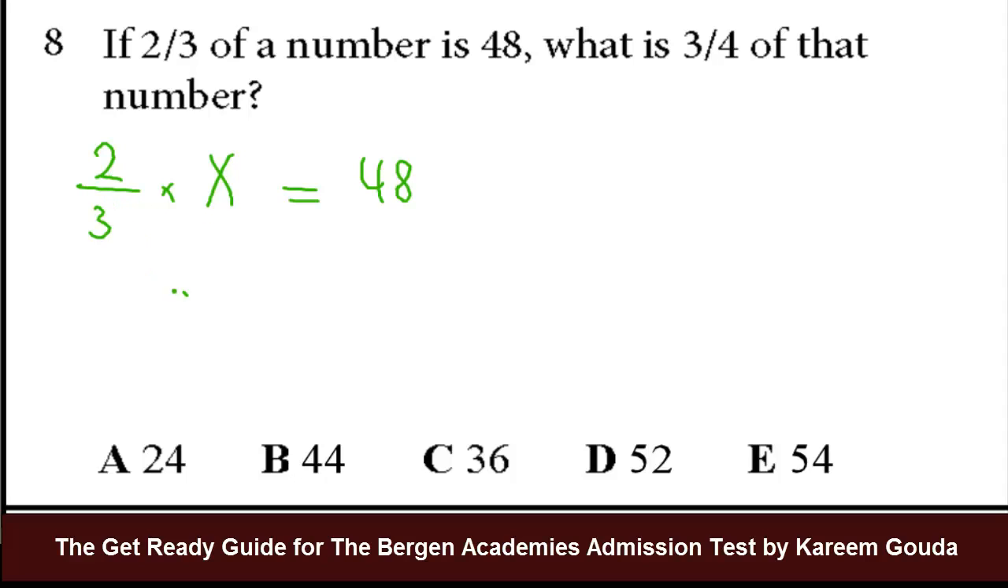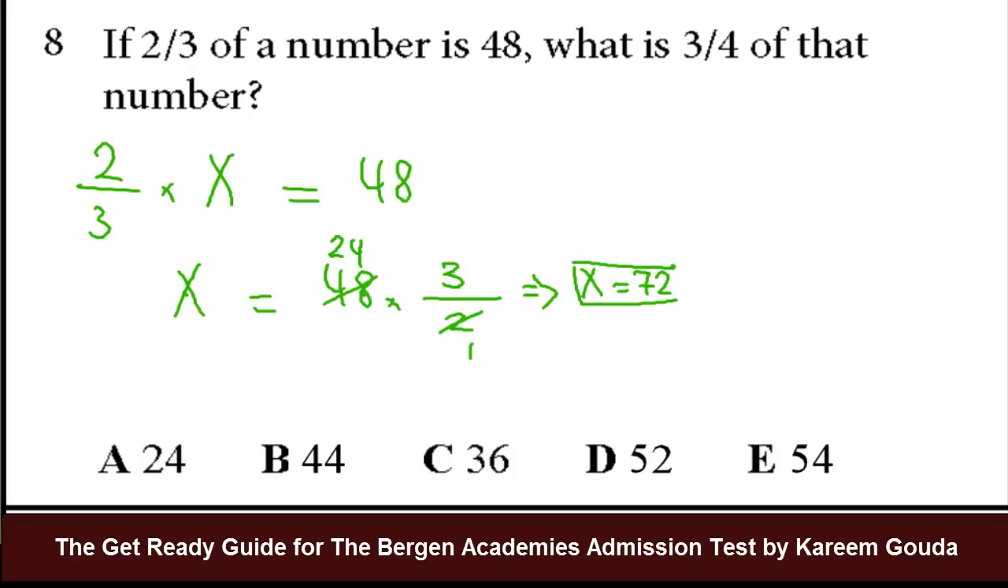So here the 2 will go to the other side as a denominator, so it's going to be over 2, and the 3 from here will go as a numerator, so it's basically getting the reciprocal of that fraction. 48 divided by 2 is 24, and 2 divided by 2 is 1, so you're left with 24 times 3. 3 times 20 is 60, 3 times 4 is 12, so your answer is 72. So you get x equals 72. Now, that's not the answer. You may find one of the answer choices with 72. It's a trick answer choice, because the question is actually asking you for 3/4 of that number.